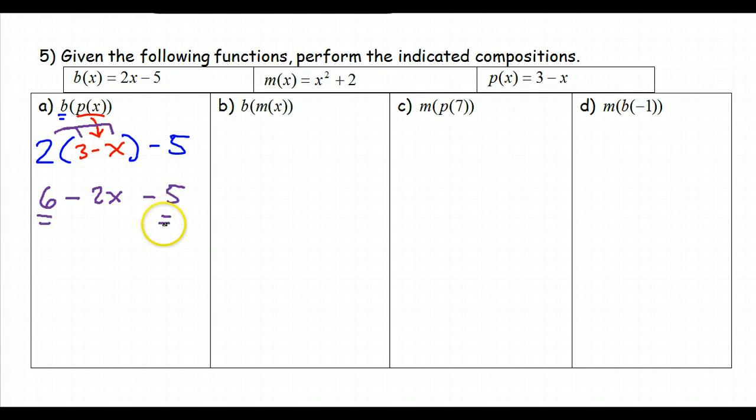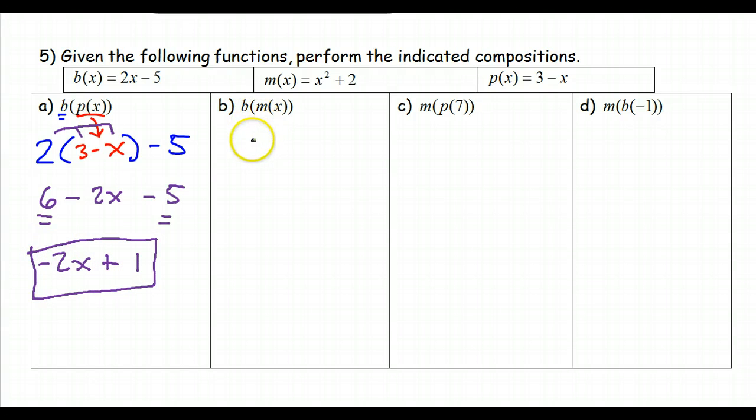These are like terms. Okay, 6 minus 5 is 1. So I'll bring down the negative 2x. Notice that minus sign doesn't go anywhere. So this will be negative 2x plus 1. That would be the final answer for that one.